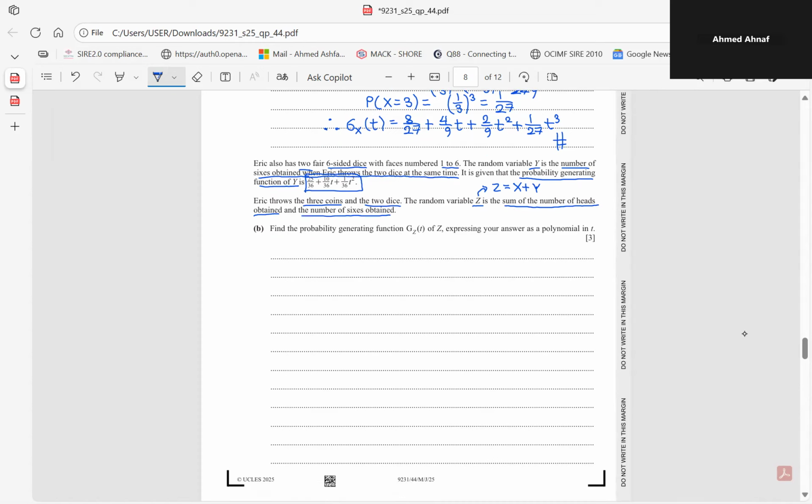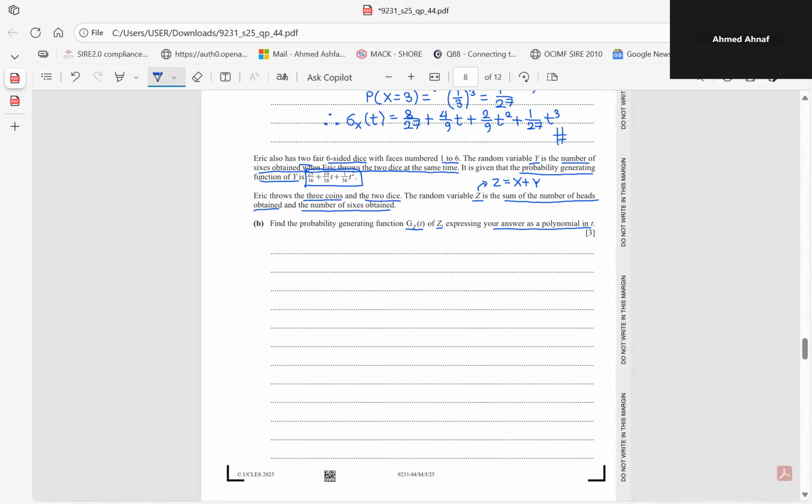So second part, we need to find the PGF of Z, G_Z(t), expressing the answer as a polynomial in t. So the whole thing must be expanded. Since Z is just the sum of X plus Y, and X and Y are independent, we can say that G_Z(t) is basically G_X(t) times G_Y(t). So let's write G_X(t) first.